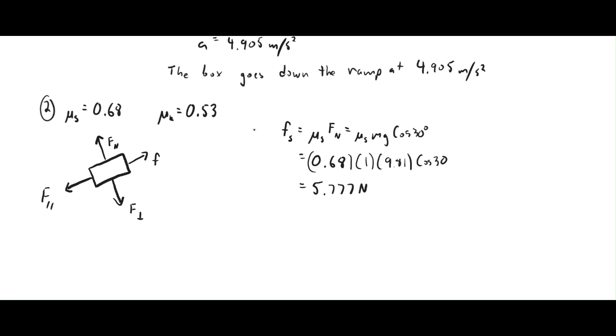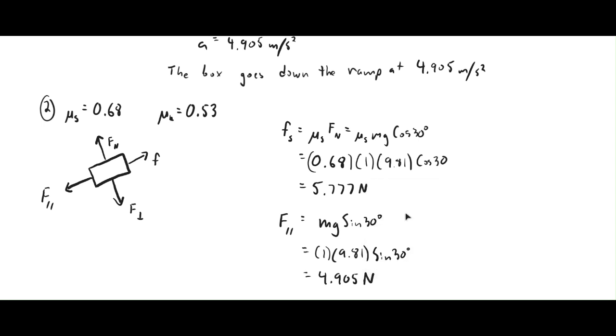Now the question is, does this friction force overpower the gravity that's pulling it down the ramp, pulling the box down? So let's find that parallel force of gravity as well. If you remember from above, that's just mass times gravity times sine 30 degrees. And this works out to be 1 kilogram times 9.81 meters per second squared times sine 30. And sine 30 is just a half, so I know this works out to be 4.905 newtons.